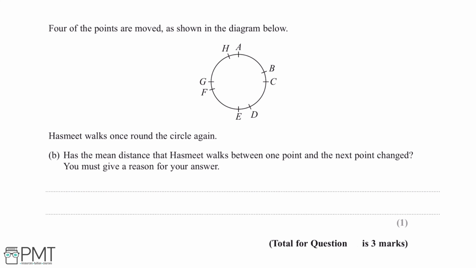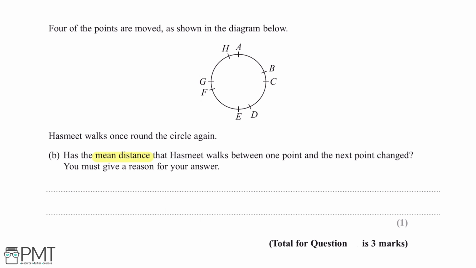Hasmeet walks once round the circle again. Has the mean distance that Hasmeet walks between one point and the next point changed? You must give a reason for your answer. So we want to know if the mean distance that Hasmeet has walked between one point and the next point has changed. So we worked out in part A that the circumference of this circle will be 80 pi metres.